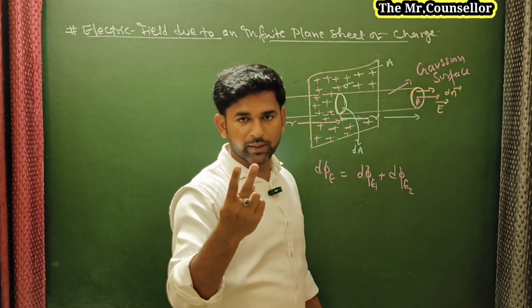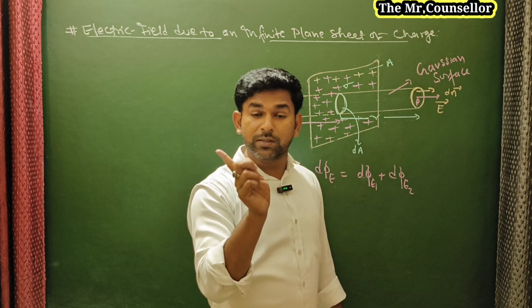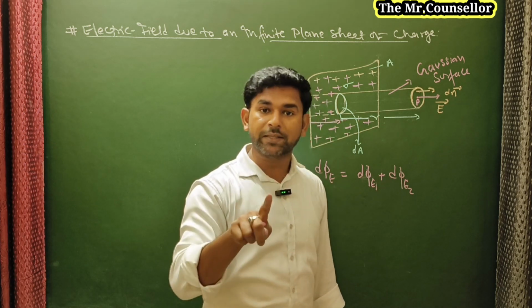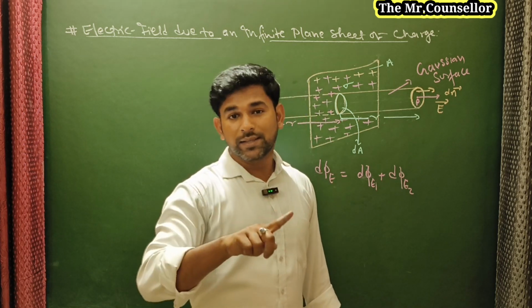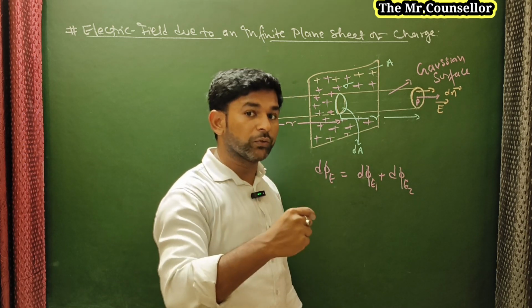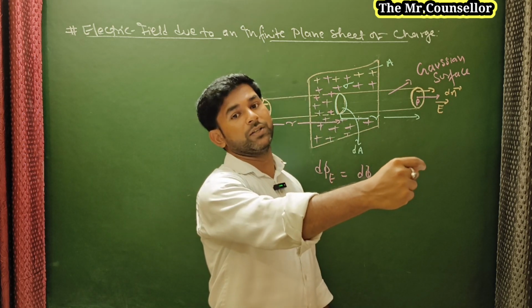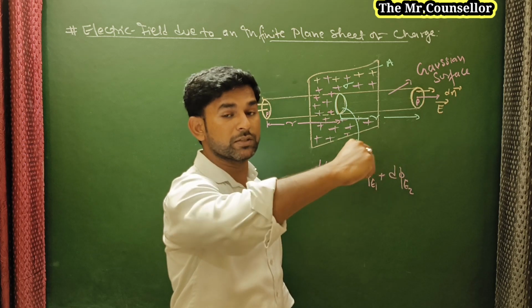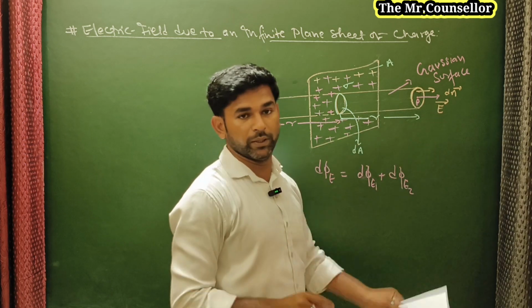Two terms are there. Electric flux means the number of electric field lines passing through any cross-sectional area. The second is the electric field. Electric field means we find the intensity of the charge at a certain point or a certain distance. So there is a point P. Is it okay or not?